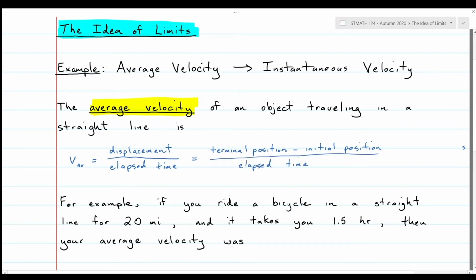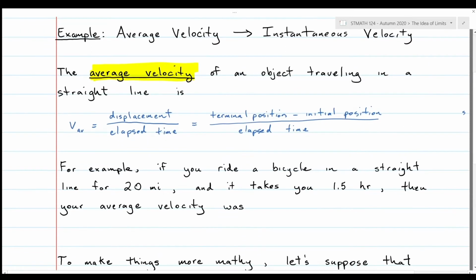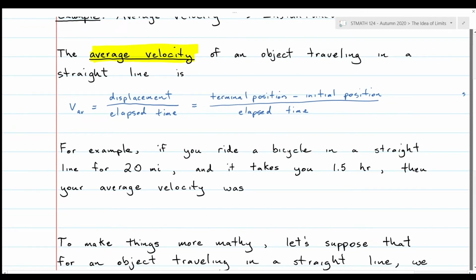Now, it makes sense up here in the numerator that we can subtract because this object is moving in a straight line, and as you know, points on a straight line can be identified with real numbers. Essentially, our line gets some sort of coordinate system set up on it, and so we know where 0 is, and we know where 1 is, and that sort of thing. So we can do that subtraction, and the terminal position minus the initial position is the displacement.